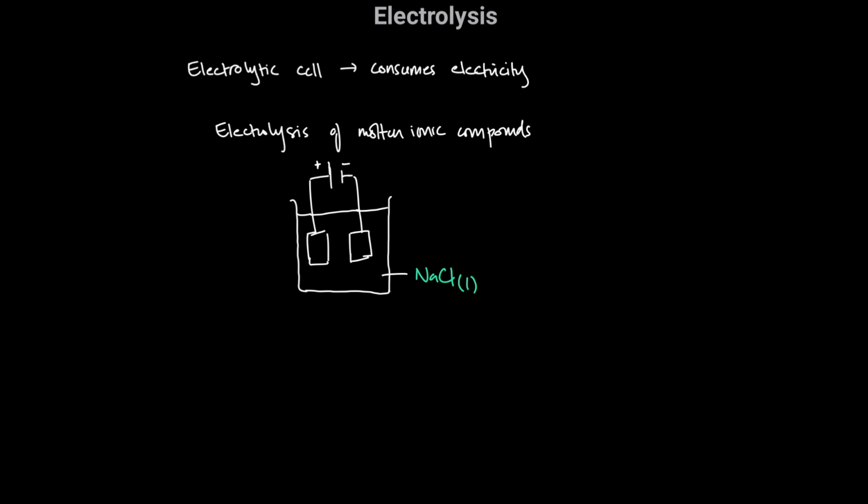So again, when we talk about the electrolysis of molten ionic compounds, it refers to the breakdown of ionic compounds into their constituent elements. Sodium chloride will be broken down into sodium metal and chlorine gas.